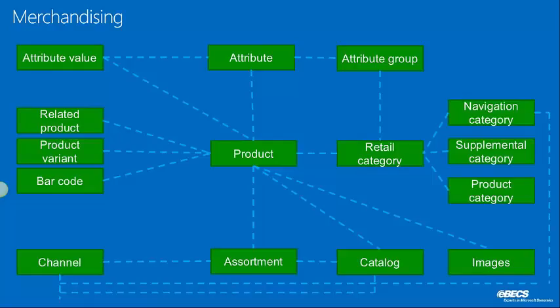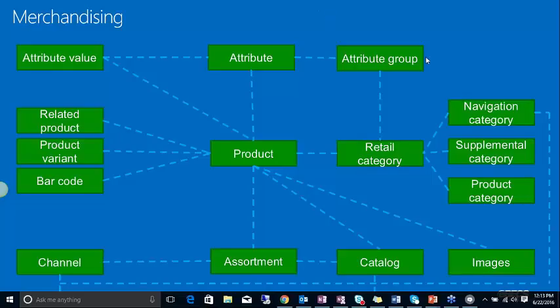And category management in AX doesn't just include retail. It also includes sales. It also includes procurement. There are about, I want to say, 8 different category hierarchy types that can be assigned to a product. In the retail module, you can assign 3 different categories, and those are the navigation category, the supplemental category, and the product category.